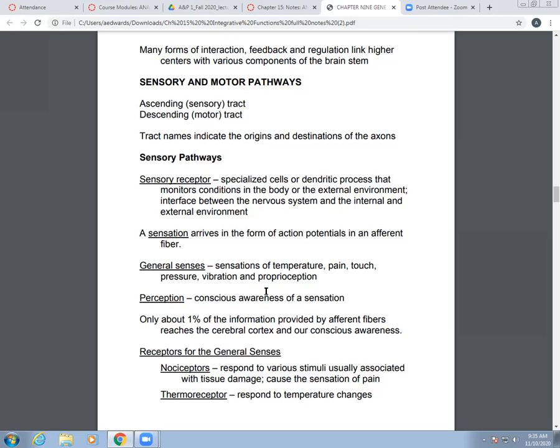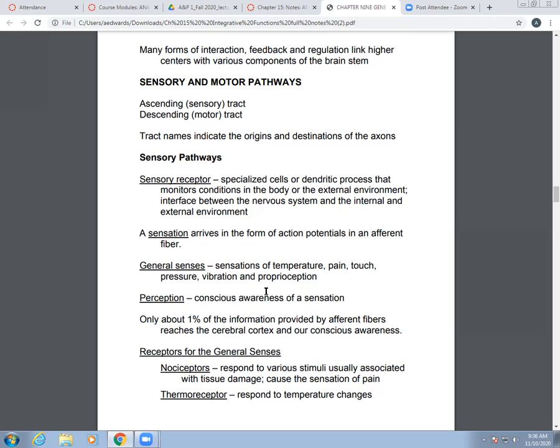All right, so your general senses. We mentioned this before, but things like temperature, touch, pain, proprioception, which has to do with body or muscle position, and pressure and vibration, right? And those are things that are not specific to one area of your body, right? So these are things that you can sense across your body or throughout your body. So these are general senses.